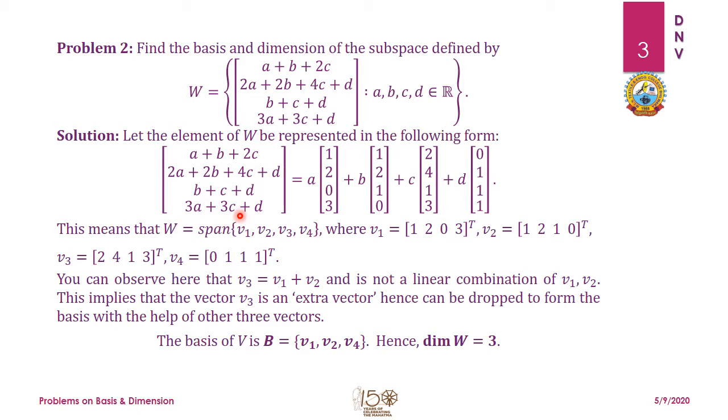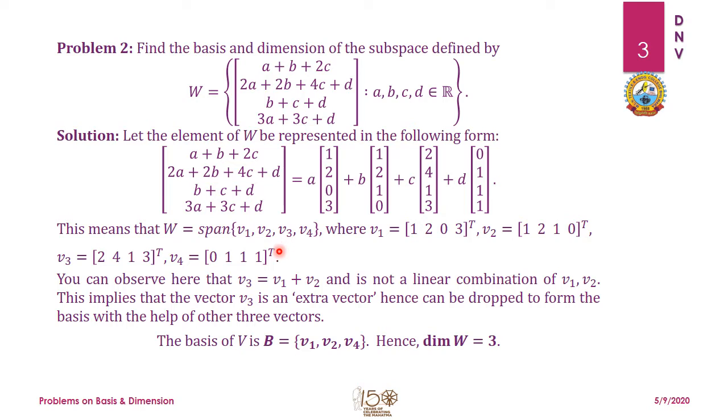But if we could prove these vectors to be linearly independent, then we will be able to write the dimension. So let us denote this v1 by 1, 2, 0, 3 transpose, because it is a column vector and we have written it in the form of a row vector. So we must use the transpose. So v2 is 1, 2, 1, 0 transpose, v3 is 2, 4, 1, 3 transpose, v4 is 0, 1, 1, 1 transpose.